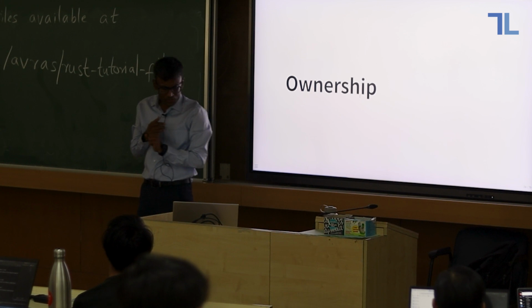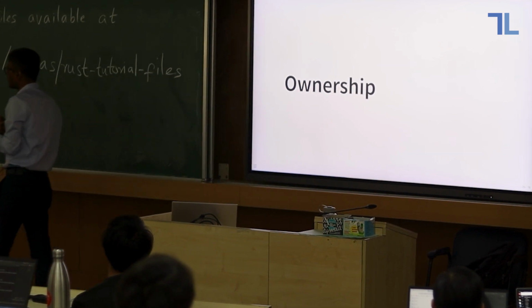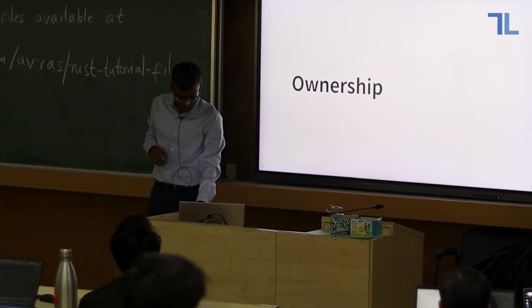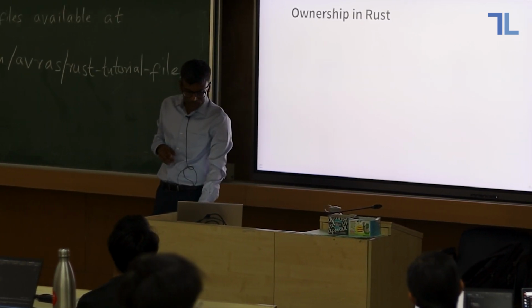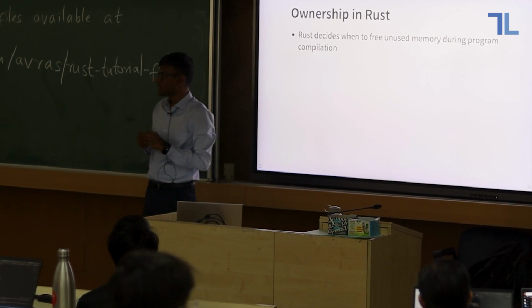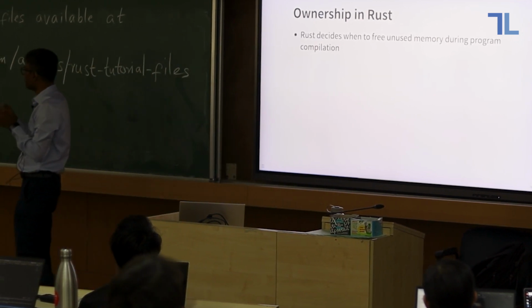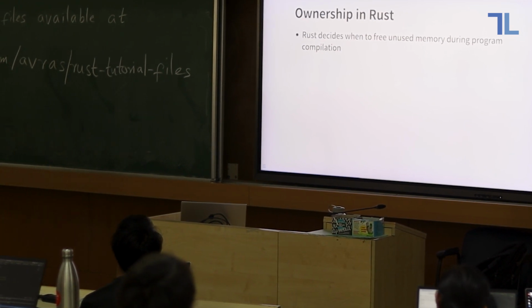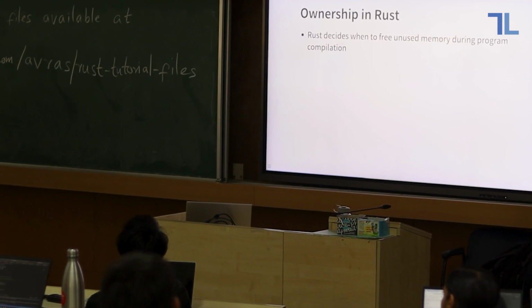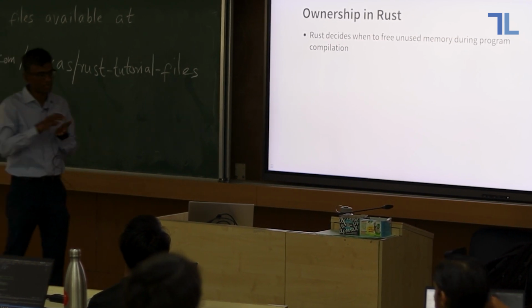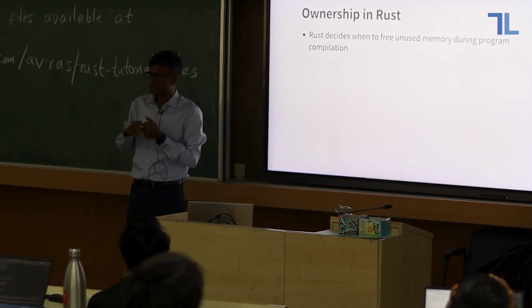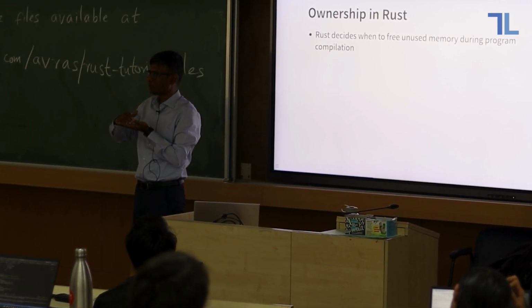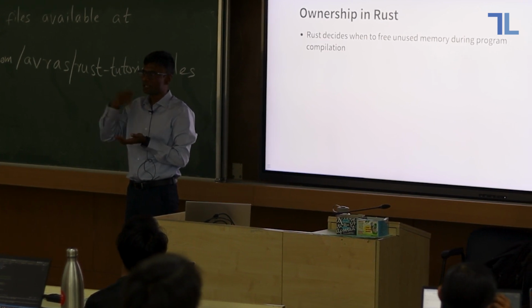Okay, so let's talk about something called ownership, which is not there in other languages, which is specific to Rust. The thing about Rust is that it doesn't have a garbage collector, so Rust will free unused memory during program compilation itself. What that means is that if I allocate some memory in a Rust program, and then there is a variable, let's say x, then the program is running, and the compiler will try to figure out when the x is not useful anymore, and immediately will free that.